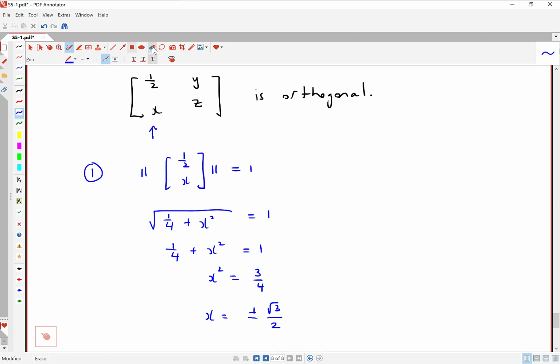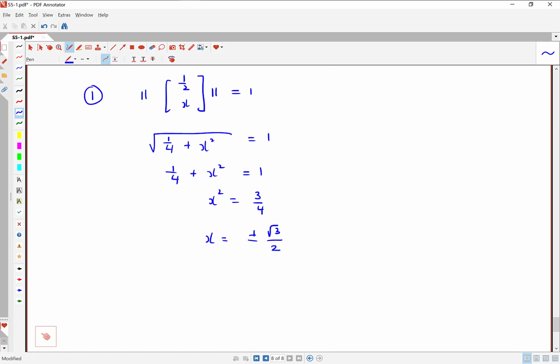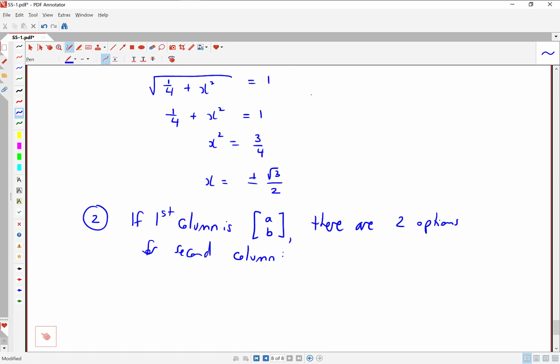So now we should use the fact that the columns are going to be orthogonal to one another. So let's call this fact 2, and we'll just have a general discussion here. Let's say the first column is the vector (a, b). Then there are two options for the second column, because that second column is going to have to be orthogonal to the first column. The way we're going to get the second column is we're just going to swap the components, and we'll have to change one of the signs. So we could make it (negative b, a), or again, swap the components, but then change this sign.